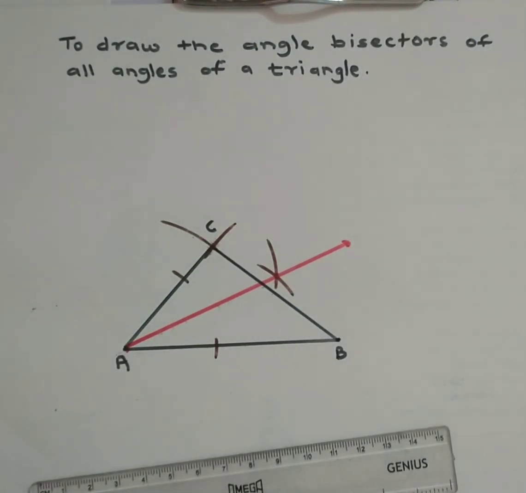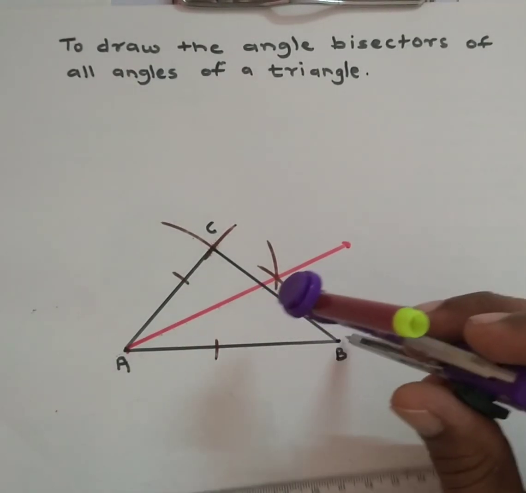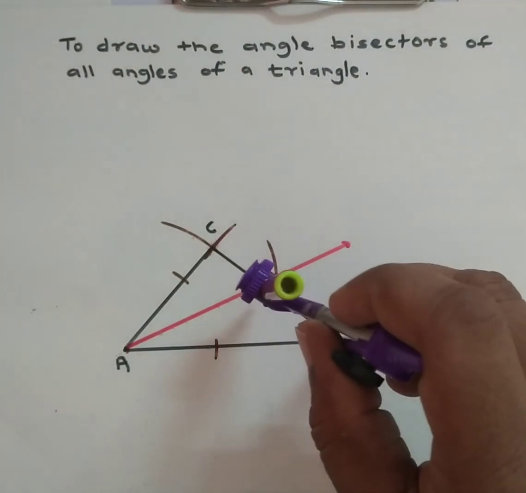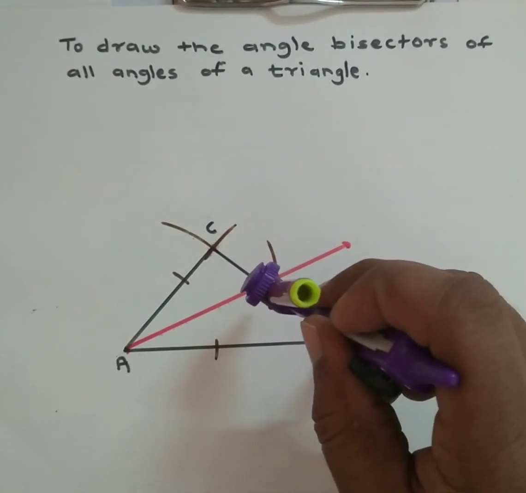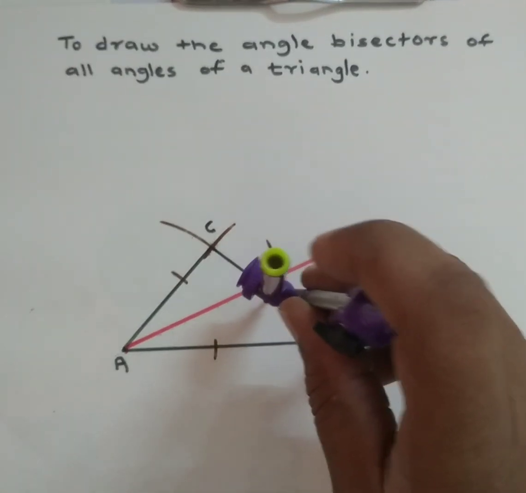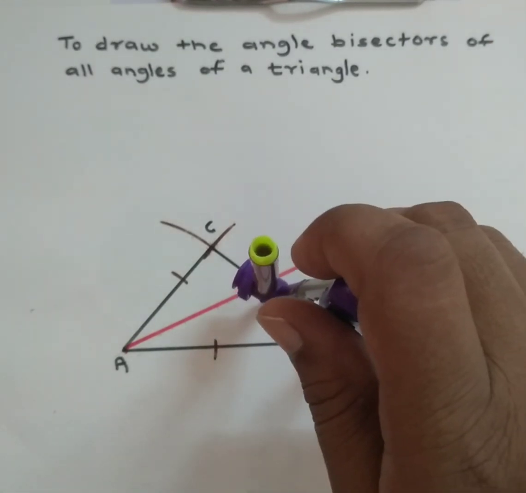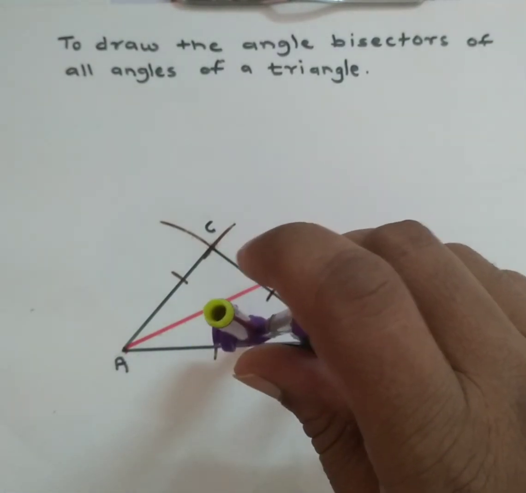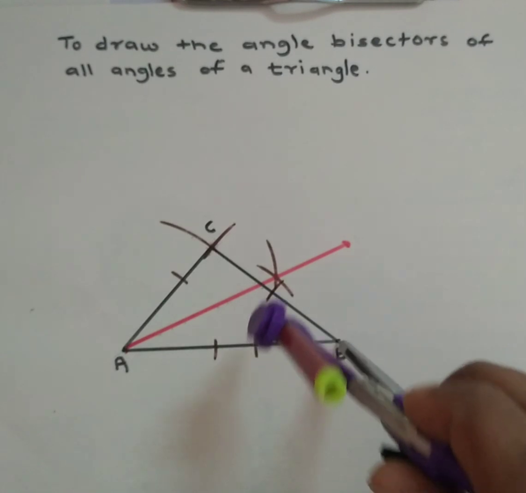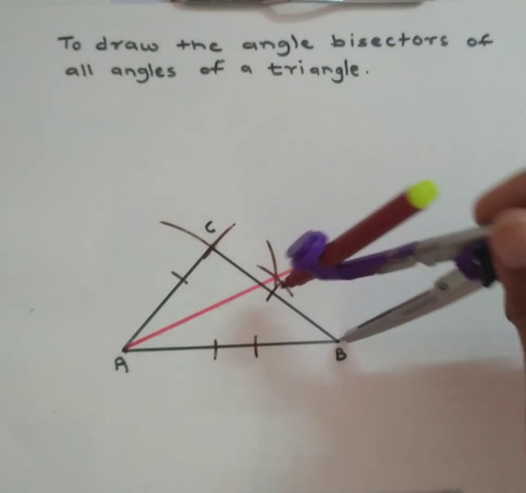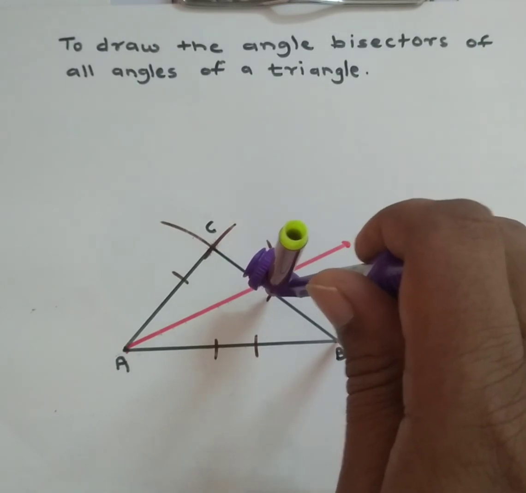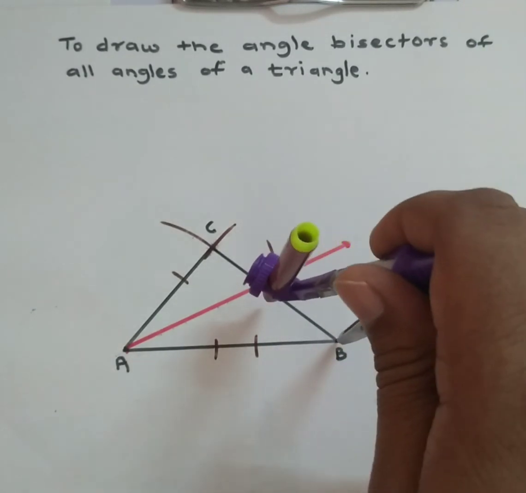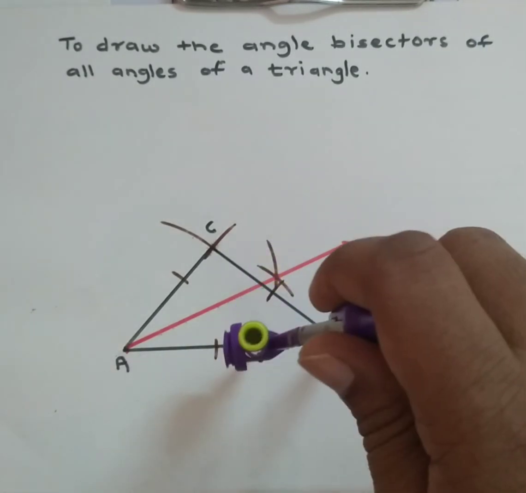Now we will draw the angle bisector of angle B. For that, place the pointer at point B. Again draw two arcs on the sides of angle B. So this is the first arc on side BC and the second arc on side BA. The arcs are like this. Place the pointer at point B again and draw two arcs on the sides of angle B as first and second.